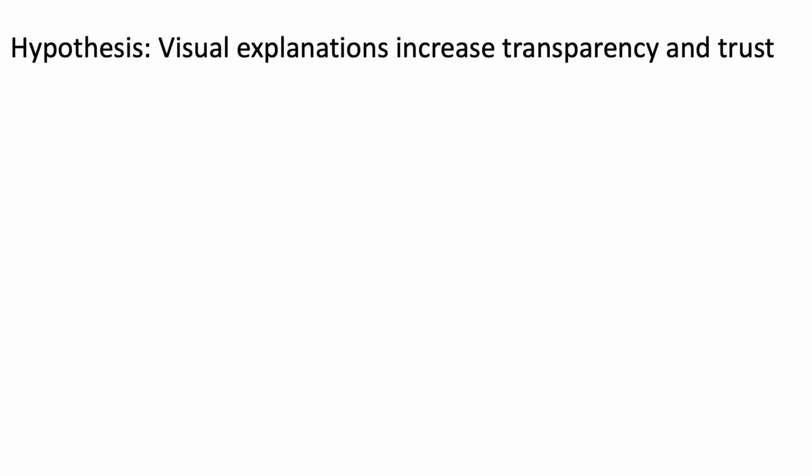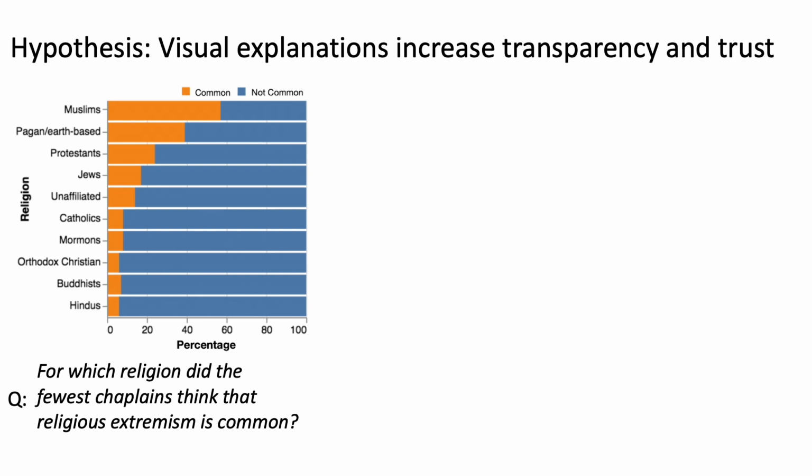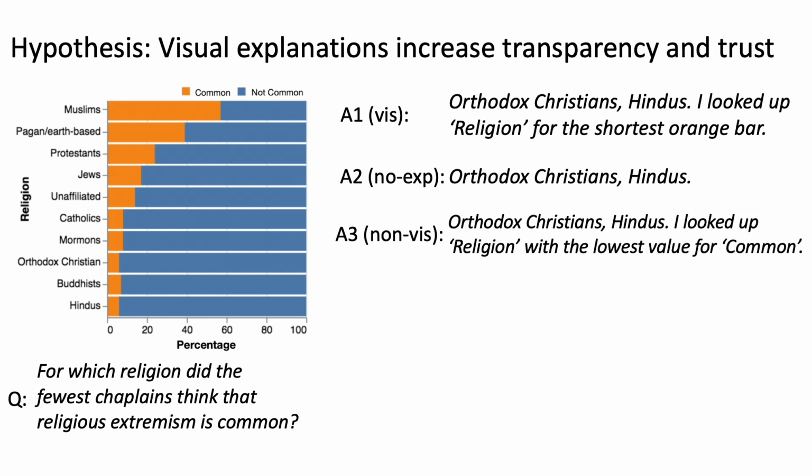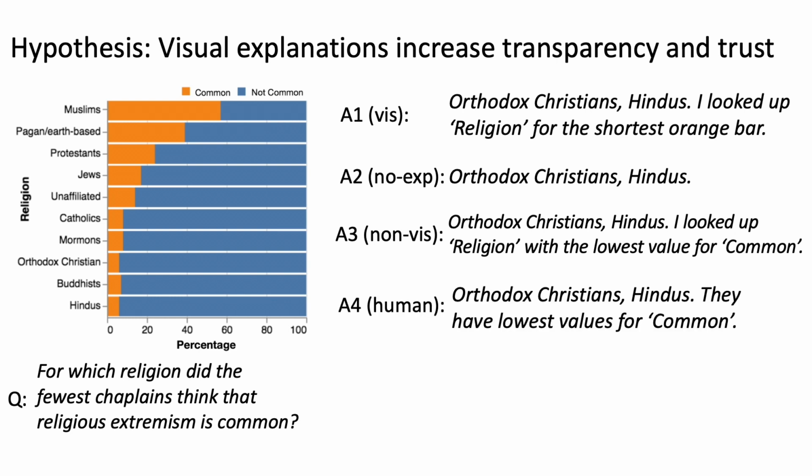With these explanations, we ran a user study to see the effect of explanations on transparency and trust. Our hypothesis for the user study is that visual explanations increase transparency and trust. For each chart question pair, we included answers and visual explanations generated by our pipeline, and included an answer-only, no explanation condition to confirm our hypothesis. In addition, we included the non-visual explanations created by our pipeline to check if the references to visual elements help transparency and trust. Finally, we included human-written explanations from the formative study for comparison.